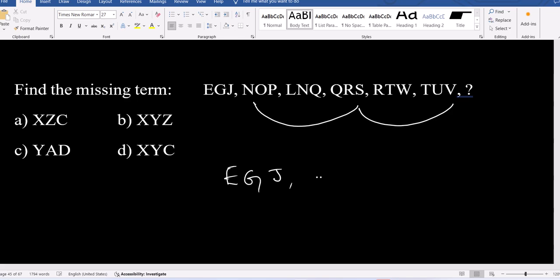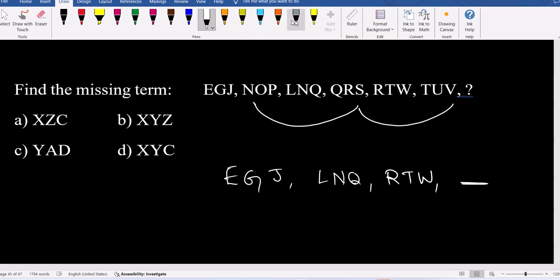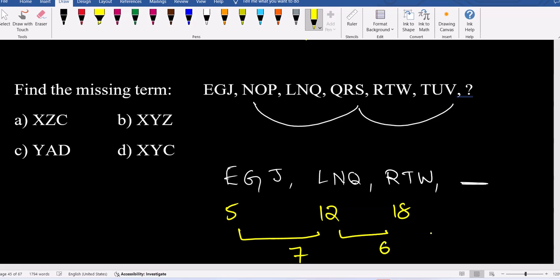EGJ, LNQ, RTW. What is the missing term? I think you can focus on this area now. So this is 5, this is 12, this is 18, a 7 gap, then a 6 gap, then it should be 7 or 5. 7 means 25, so Y should come. 5 means 23, so W should come into the picture.